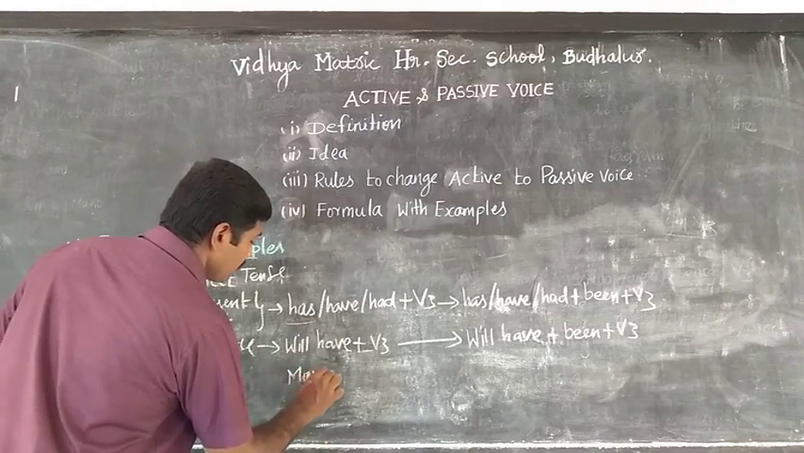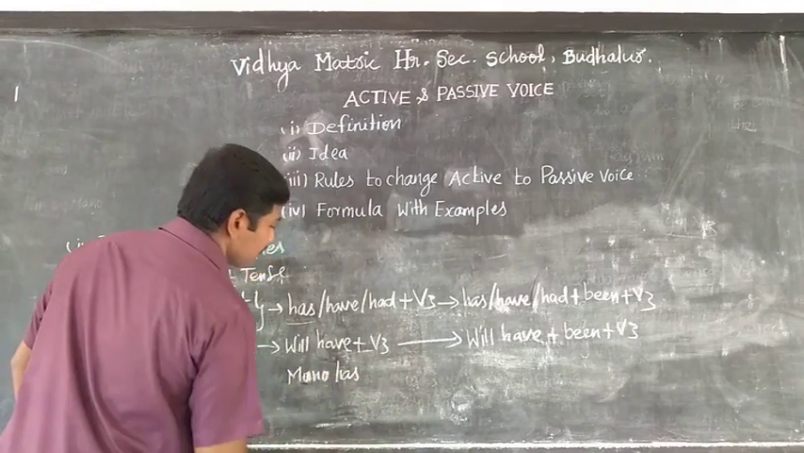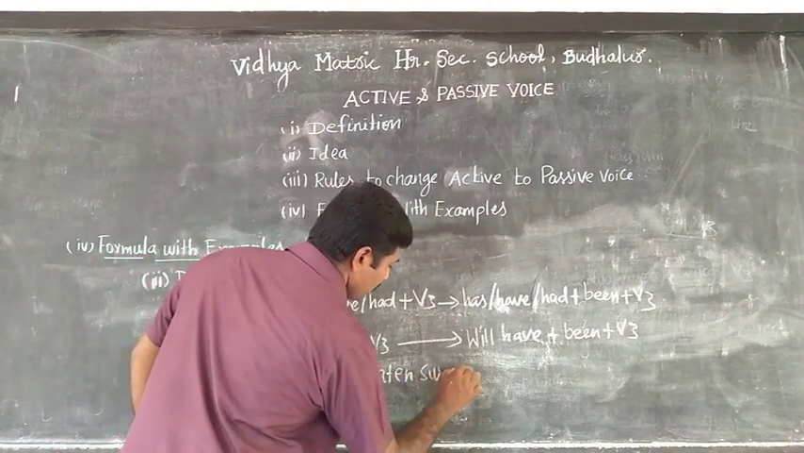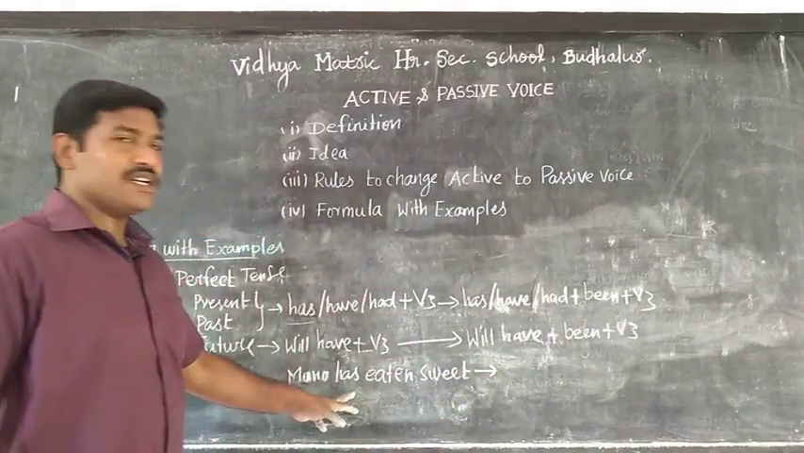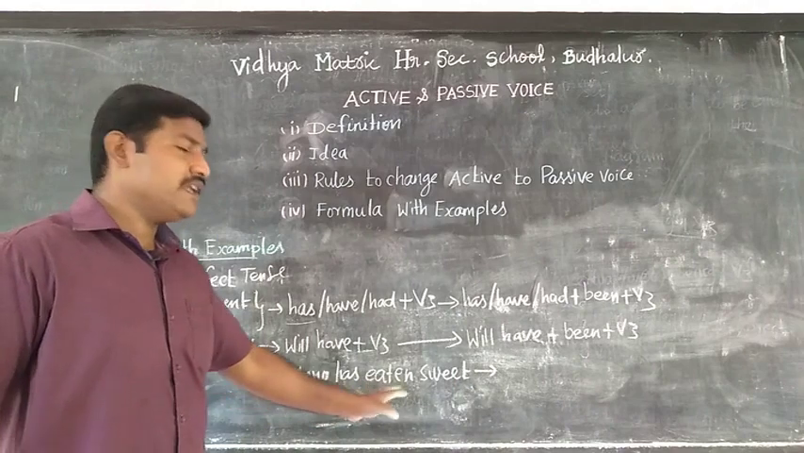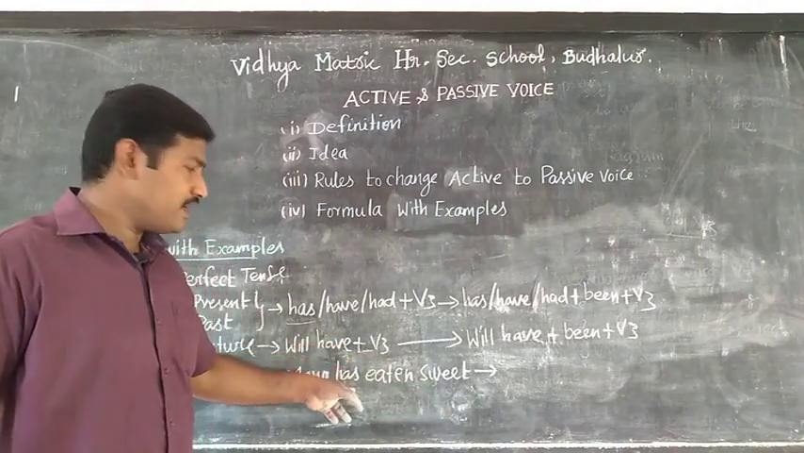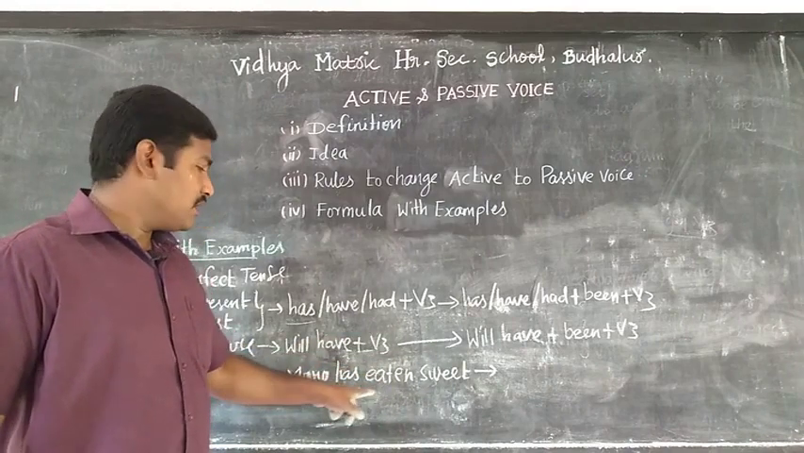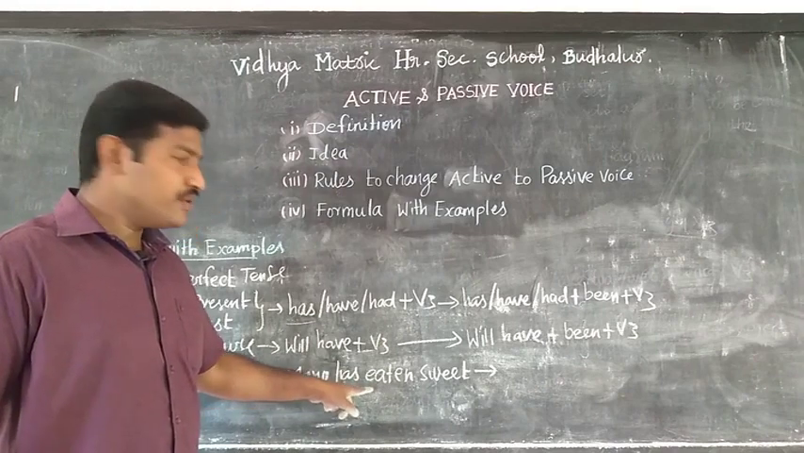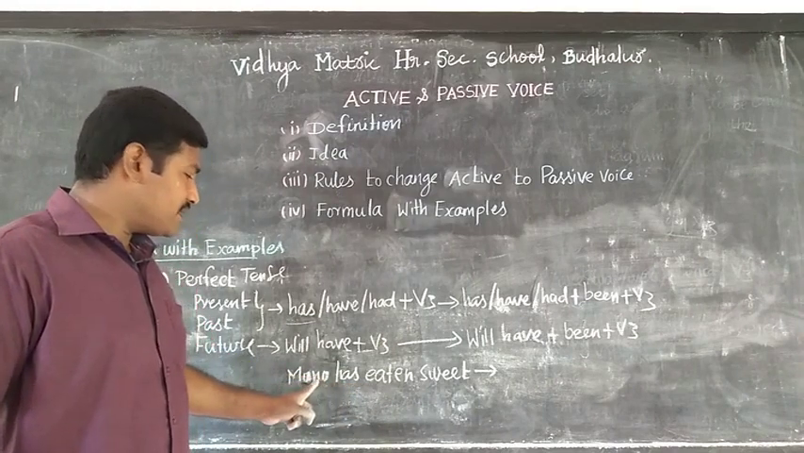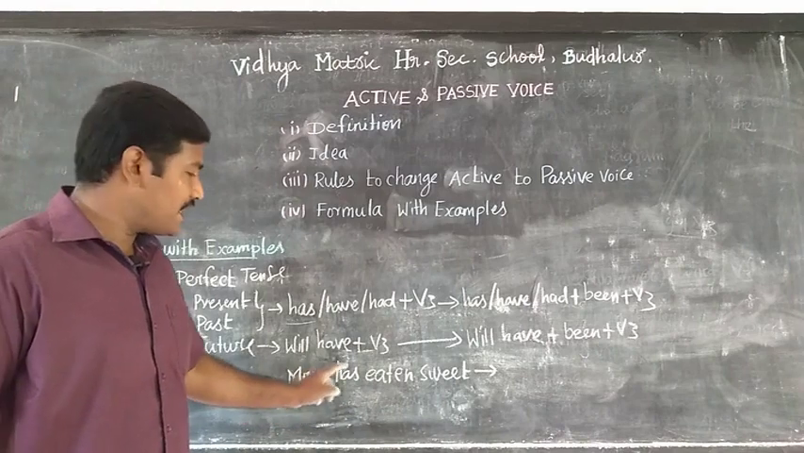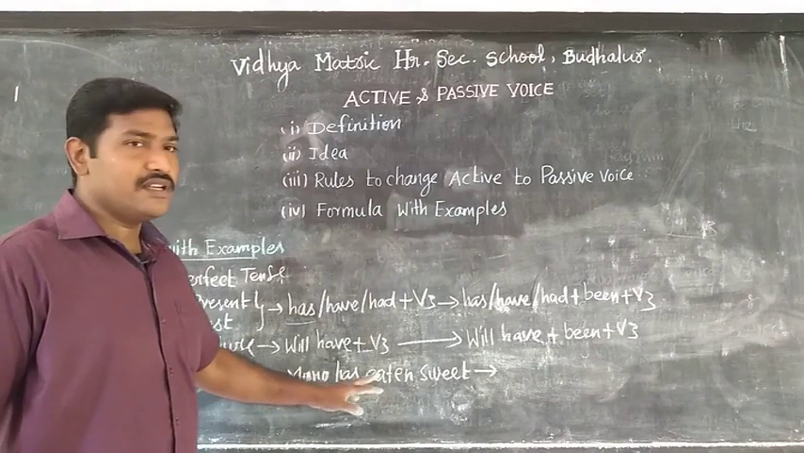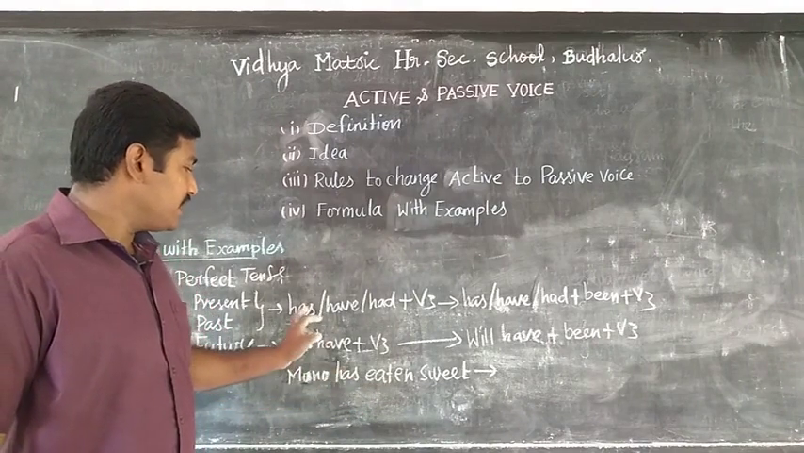Mano has eaten sweet. If it is past perfect tense, Mano had eaten sweet. If the sentence is present perfect, we use has eaten. If it is past perfect, we should use had eaten. Why should we use has eaten here, and why don't we use have eaten? Because the subject is third person singular, so we use has eaten. If the sentence is not third person singular, we should use have eaten. That is the main purpose for using has and have.